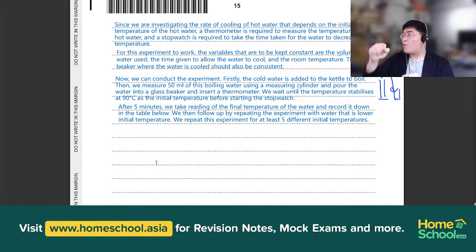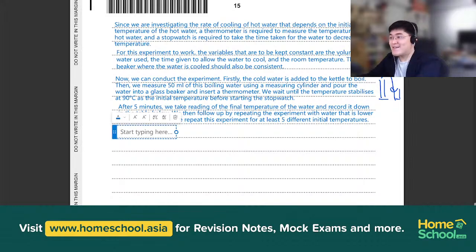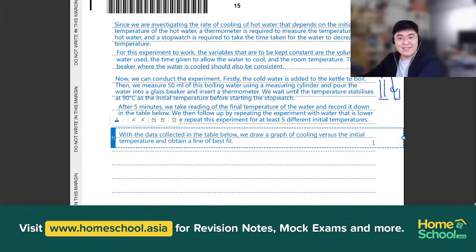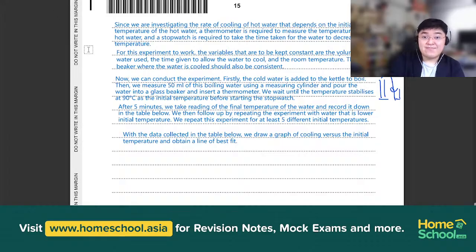You can also add cold water into the hot water to control the temperature better, for, let's say, 50 degrees Celsius. Now that is done, we can finally record data. Then, with the data collected in the table that I'm going to show you later, we are going to draw a graph of rate of cooling versus the initial temperature to obtain the line of best fit. There we go.